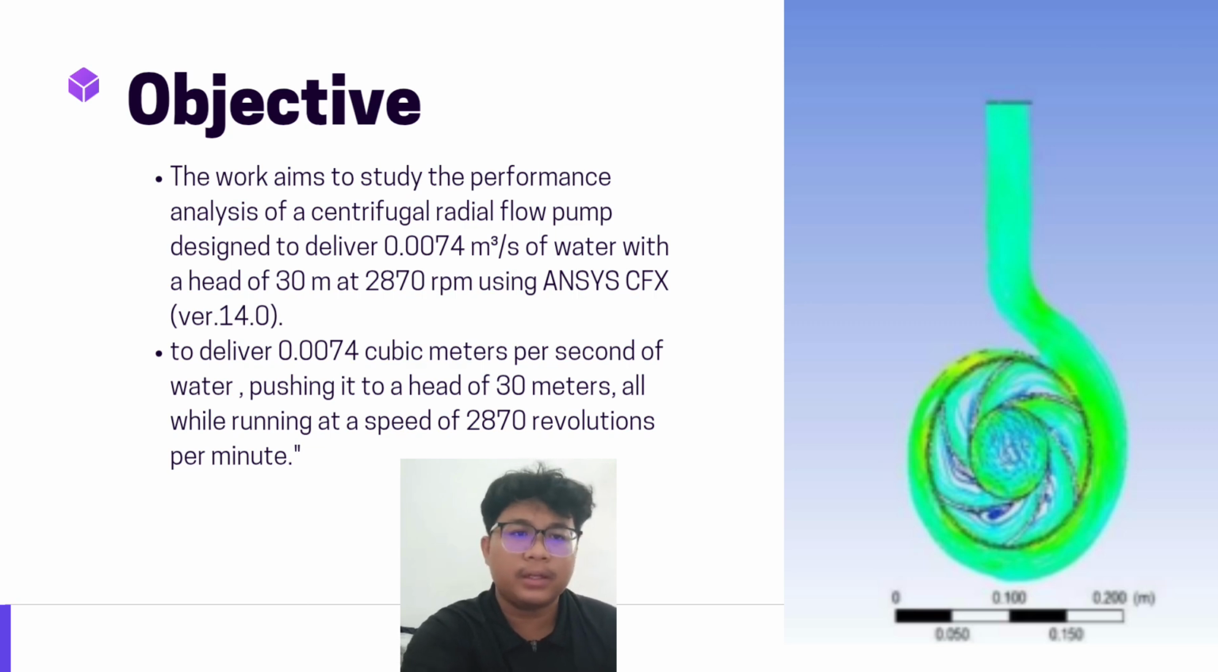So what exactly did this paper set out to achieve? The author focused on analyzing and optimizing a specific type of pump, a centrifugal radial flow pump. Their goal was to improve its performance.